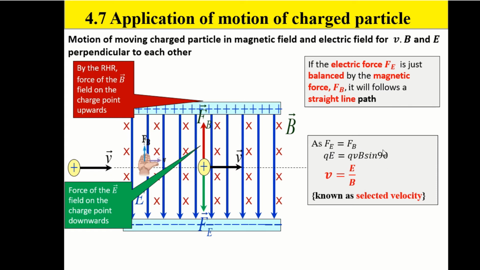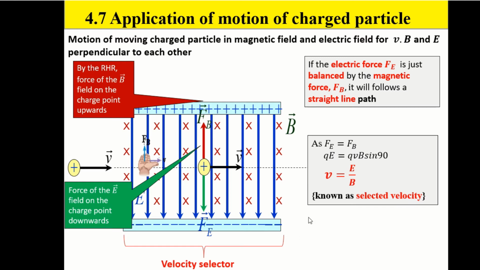So why is theta 90 degrees? Because theta is the angle between the velocity and the magnetic field. The charge here is the same charge, so we can cancel the charge and make velocity the subject. Then we get velocity equals E over B, where the velocity is also known as the selected velocity. That's why we call this a velocity selector.